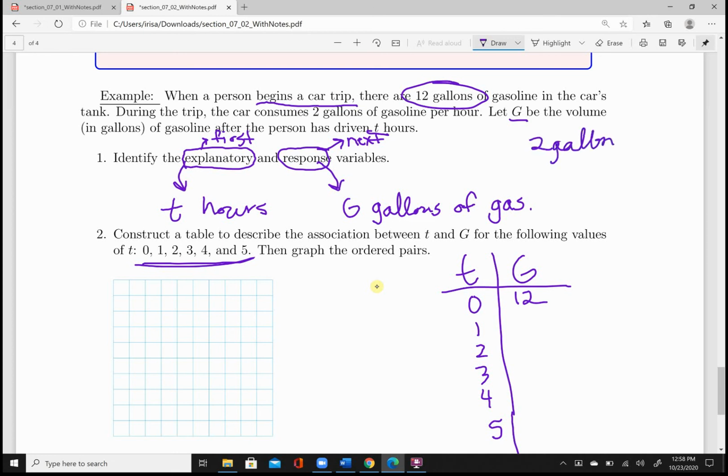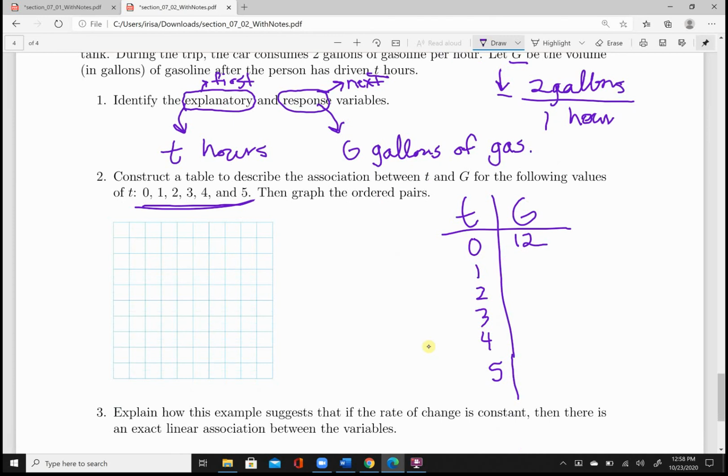for every 1 hour. This is the ratio, and I'm consuming, right? So that means I should be negative. I'm taking away 2 gallons every single hour. Then after the first hour, how many gallons should I have left? Well, I should take 2 gallons away for driving for 1 hour, right? So that means there's 10 gallons left.